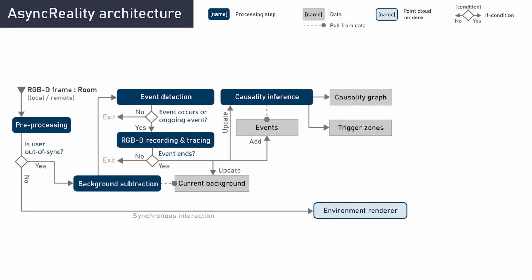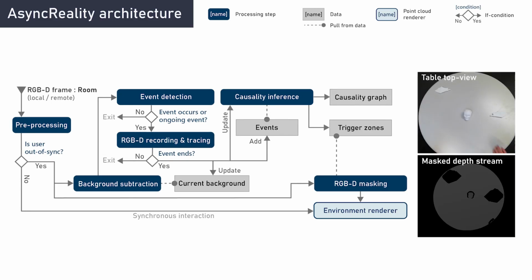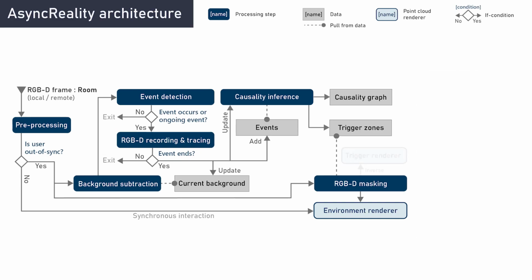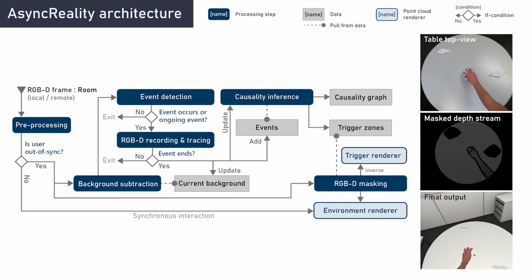Based on the triggers of the causality graph, we can hide parts of the room from the user that are not up to date. We do this by simply masking those regions in the RGBD stream before passing it to the environment renderer. Using the inverse of this mask, we render the triggers as glossy shapes. Taken together, the masking allows the user to already interact with objects even though not all regions are in sync yet.